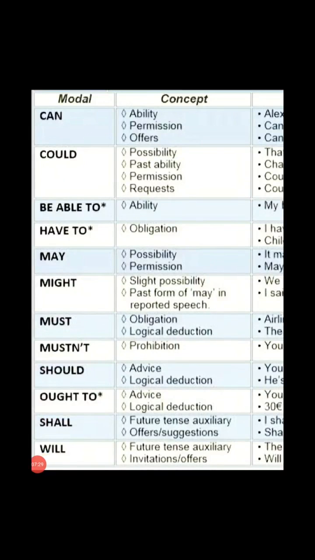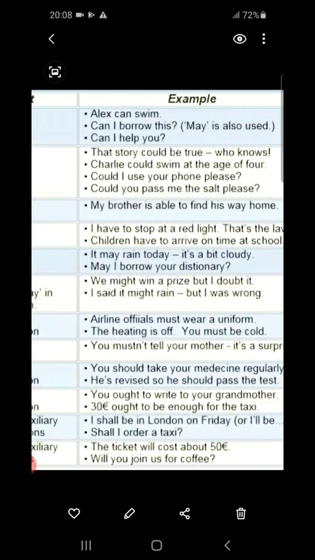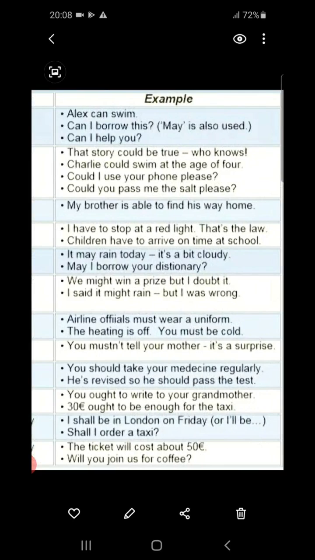Have to, which reflects obligation. I have to stop at a red light. That's the law. So I have to do something. It's my obligation. Okay?